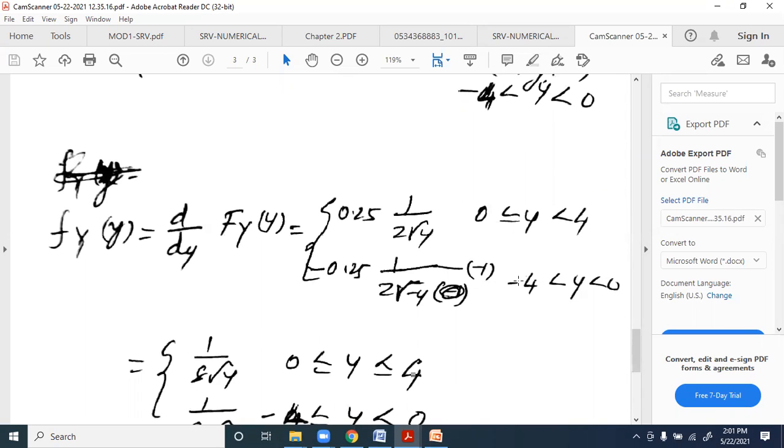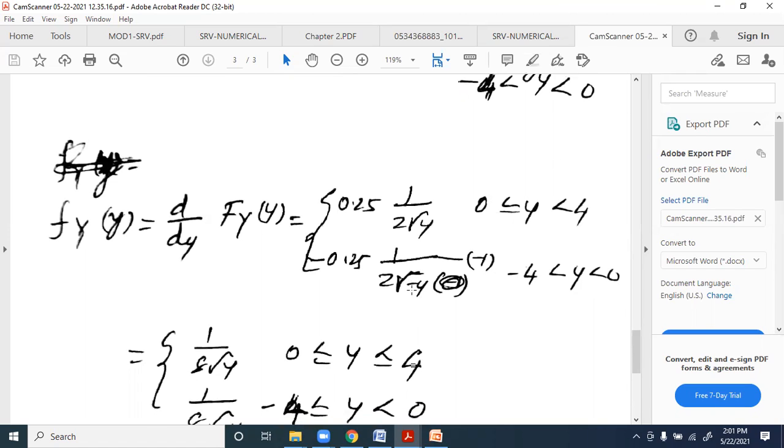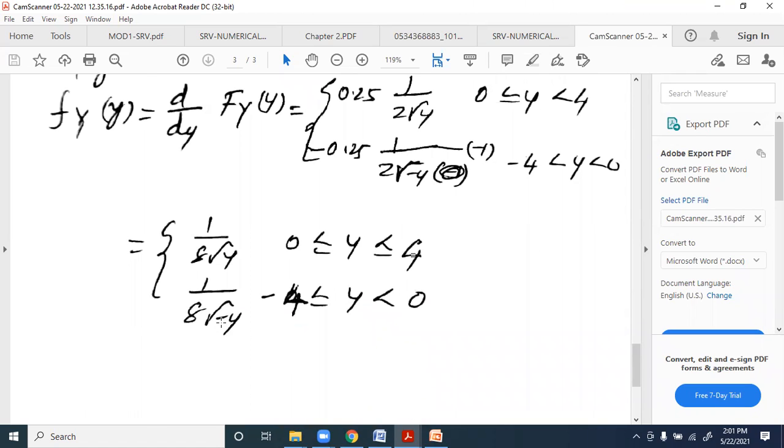Please remember that because y values are negative here, if you try to substitute the value of y which is negative here, it is going to become positive. Because the y values are positive here, if you write a positive value, you will get root of a positive value. So this is also root of a positive value. That is because here y is positive. Here y is negative. Negative of negative will become positive. Okay, that is how we can find the value of the PDF.